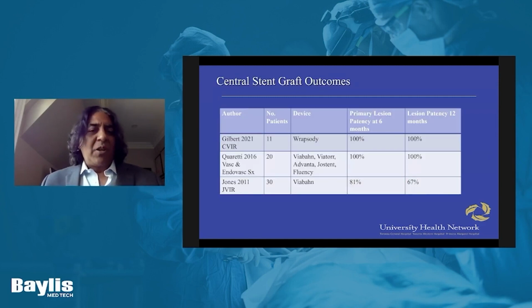In terms of stent graft outcomes, there are very limited studies to date. One in 2011, another in 2016, 2021. The numbers are limited, but in two studies using the Rhapsody device that's coming to market soon, and the Viabahn, which is very common and well known to people, you could have primary lesion patency of 100% in these two latest studies at 12 months, compared to less than 40% with bare-metal stents and angioplasty. The Jones paper is still 67%, not bad, but interesting to see how the patency got better over time.